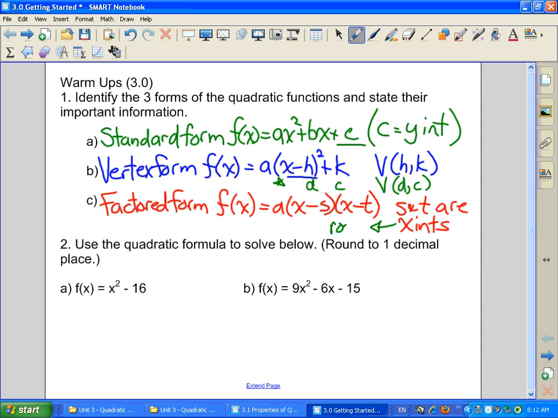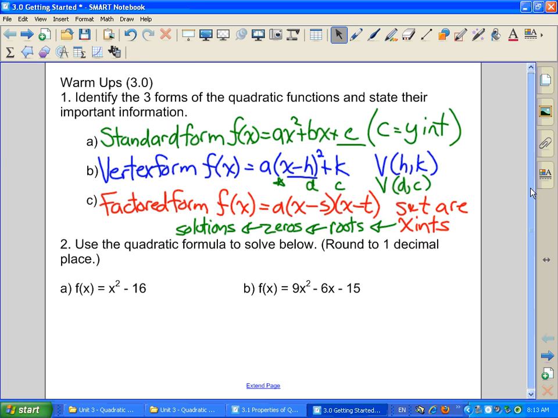Just make sure you're aware that x-intercepts also mean some other terms that we did in grade 10. They also mean the roots. They also mean the zeros. And finally, guys, they also mean your solutions. So it's a good thing that we reviewed factoring in our last unit to get us to be able to use that form a little more efficiently.